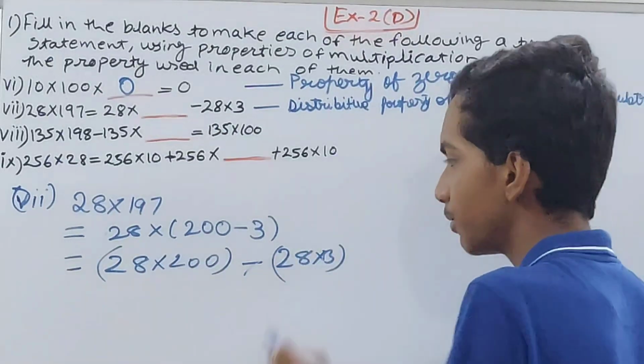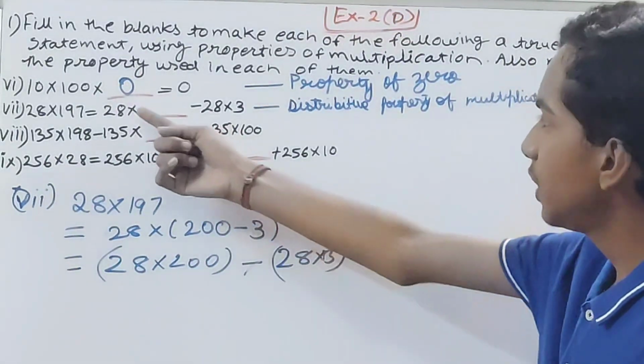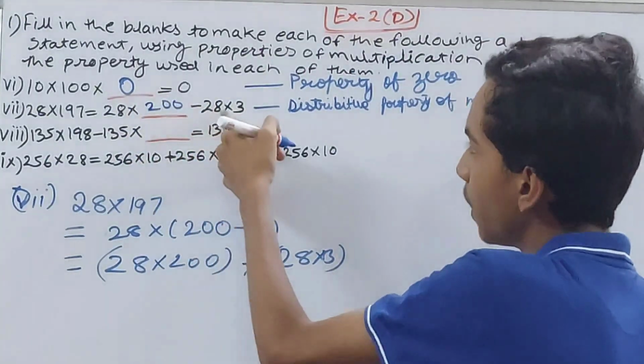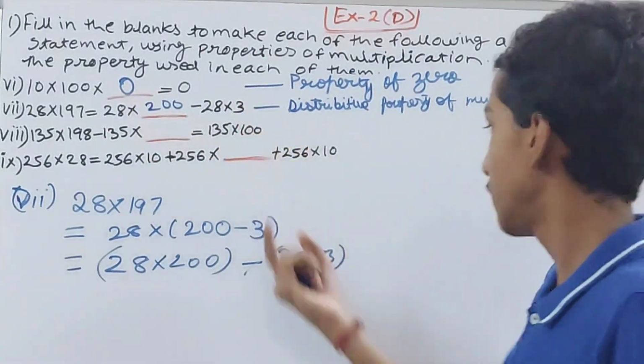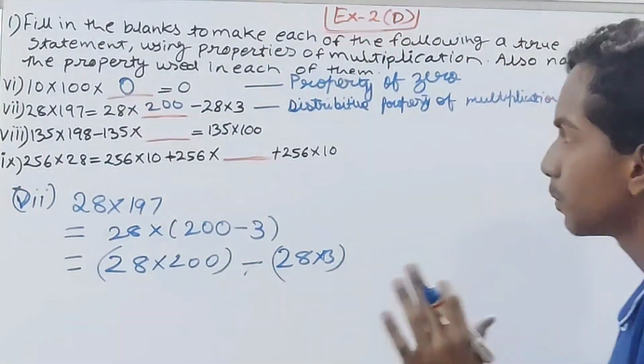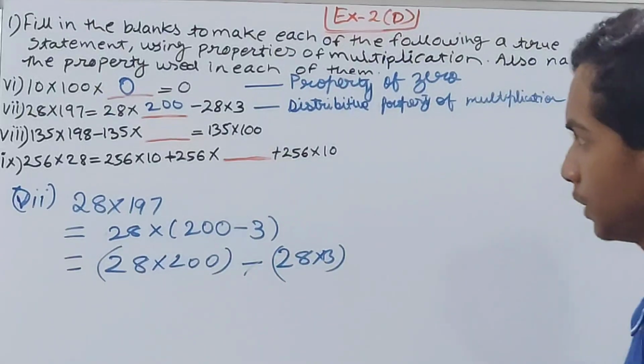Why? Because we are subtracting. So you can see 28 into 200 minus 28 into 3. The only difference is they haven't used brackets. It doesn't matter, brackets are just for making things much clearer, right? Although I would suggest that you use them.